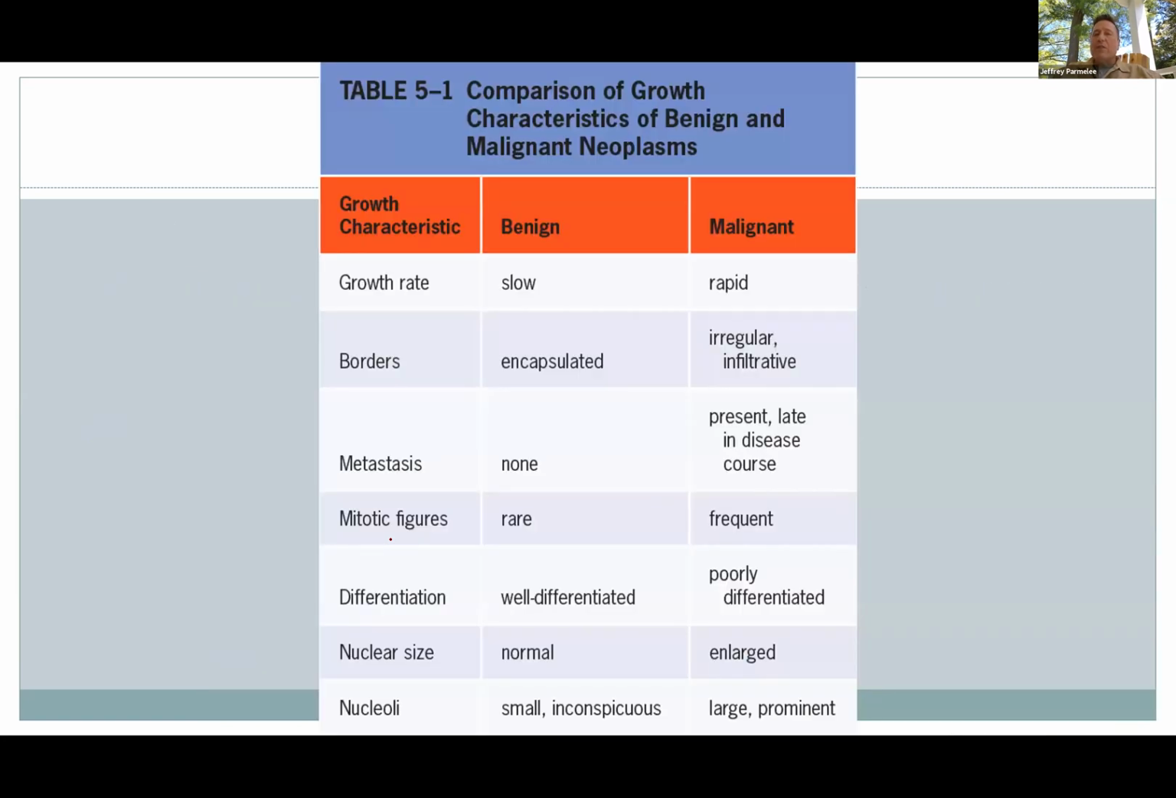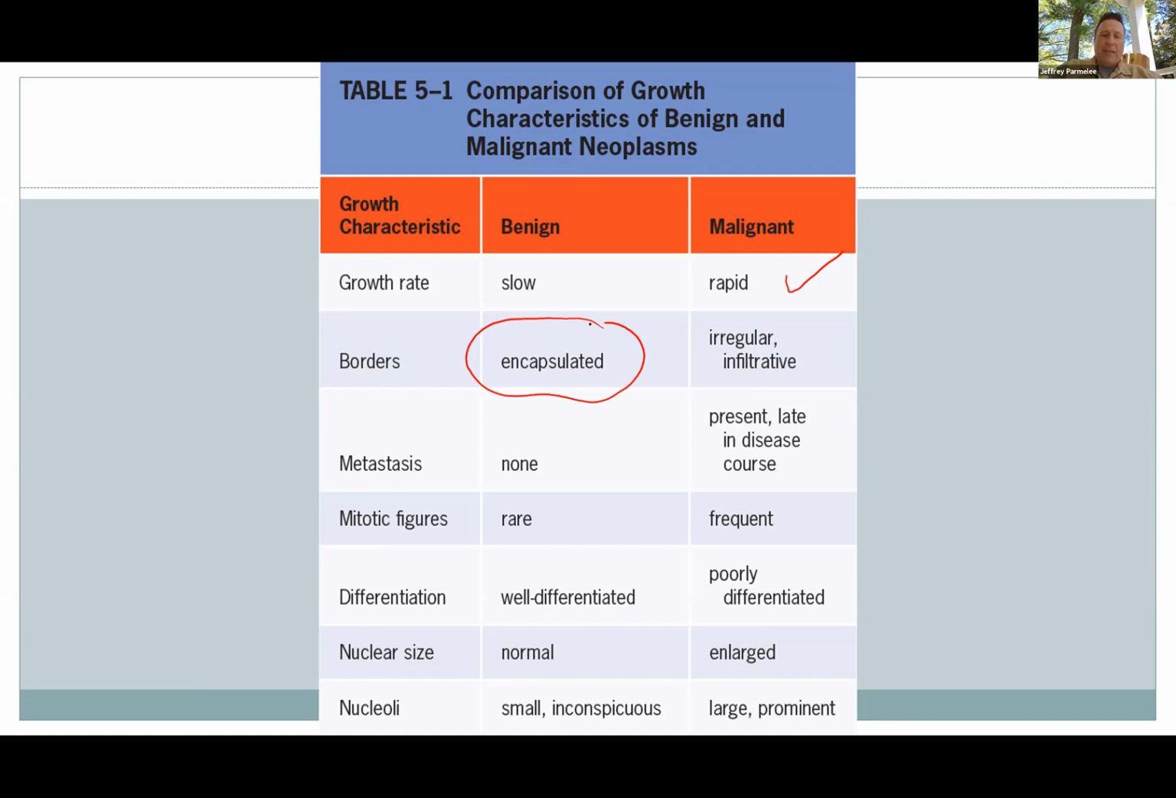And so, looking at benign versus malignant, here's a helpful chart. You can see the growth rates. A malignancy often has rapid growth rates. And a benign one often has a capsule surrounding it. If you feel the border of a malignant lump, it feels irregular. That means it's spreading out, and it's probably not benign.